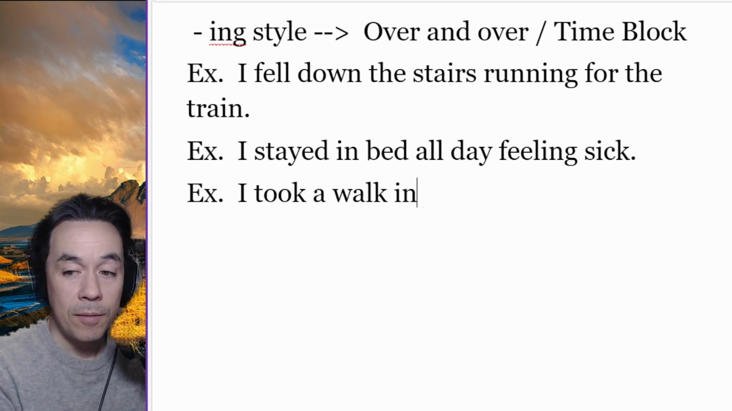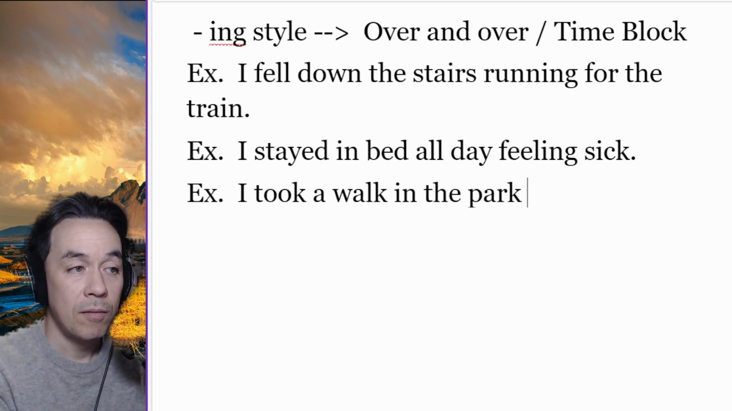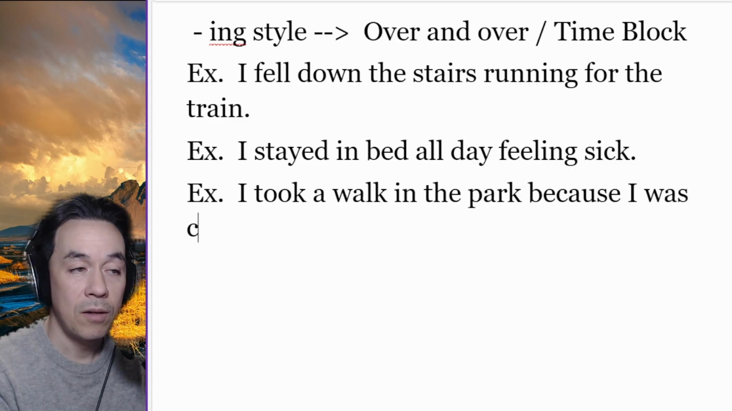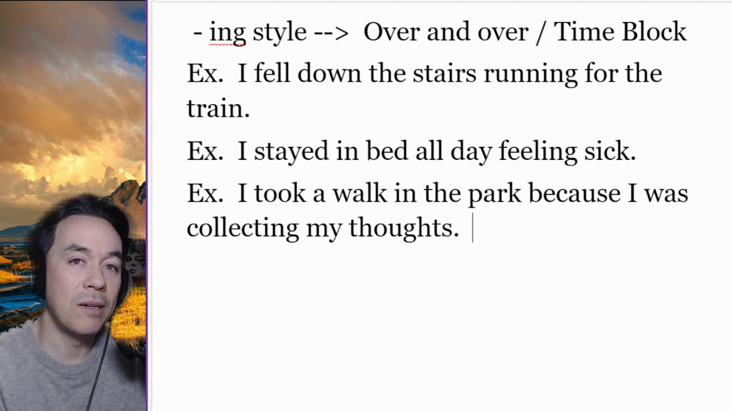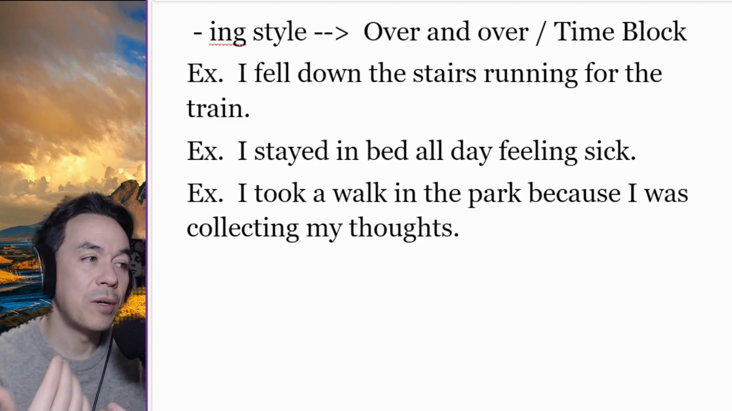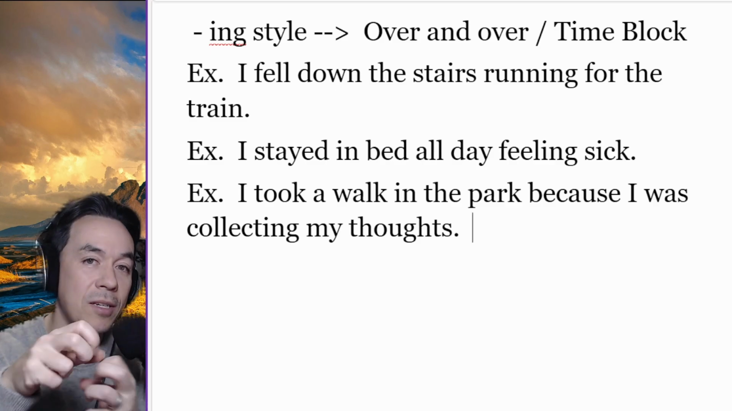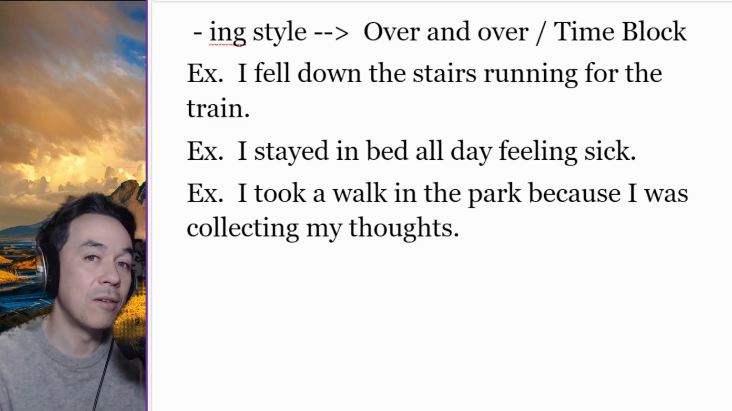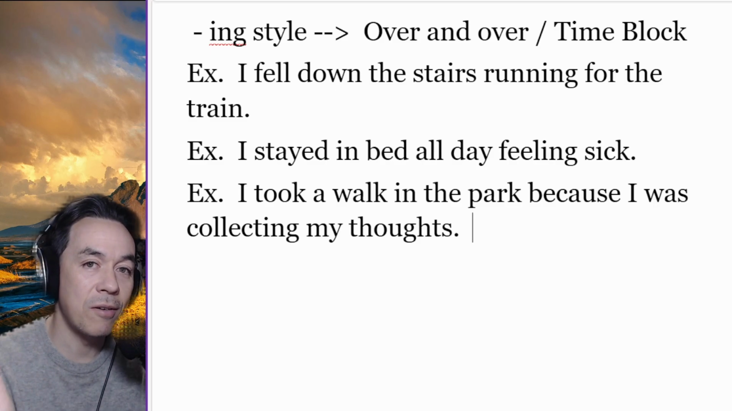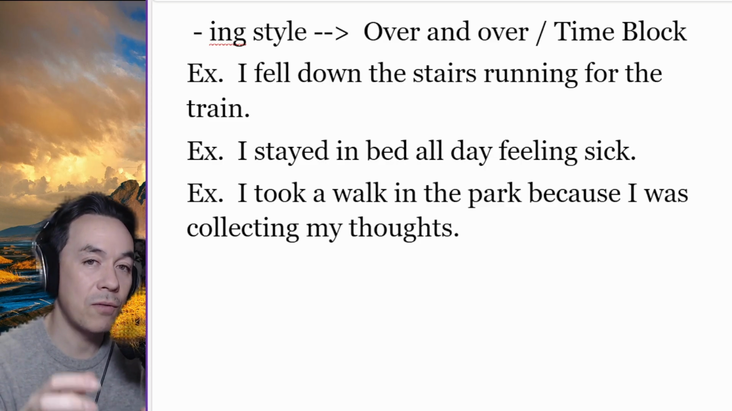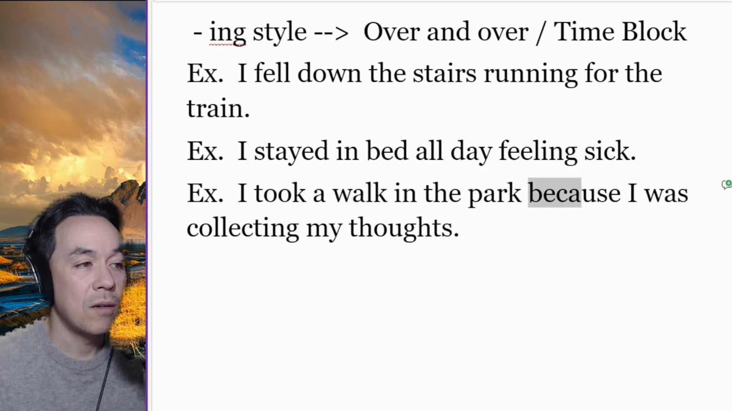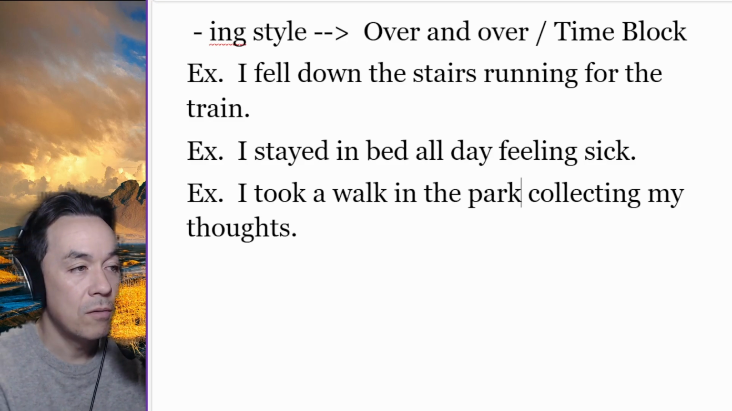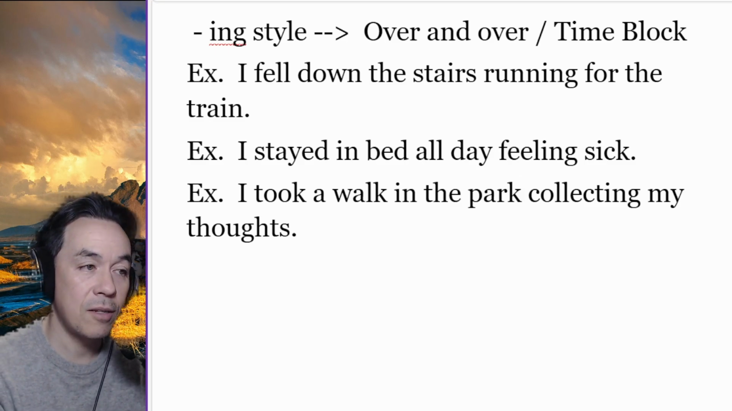How about this one? I took a walk in the park because I was collecting my thoughts. Collecting my thoughts means thinking. It means kind of gathering, or bringing together your thoughts that are maybe scattered. Your thoughts are scattered all over the place. You're kind of confused. You have to collect them back together. All right, so: took a walk in the park because I was collecting my thoughts. Take this out. Took a walk in the park, collecting my thoughts. That's what I would say.